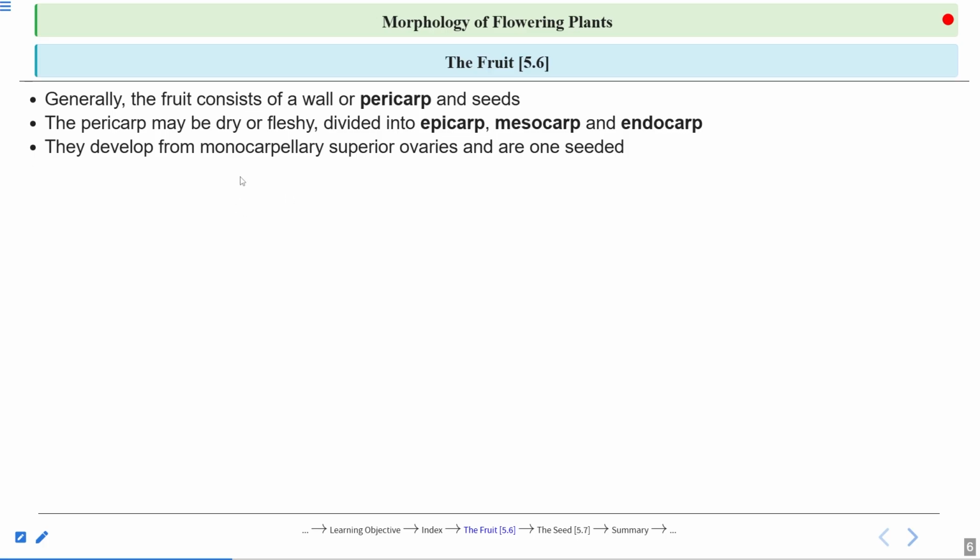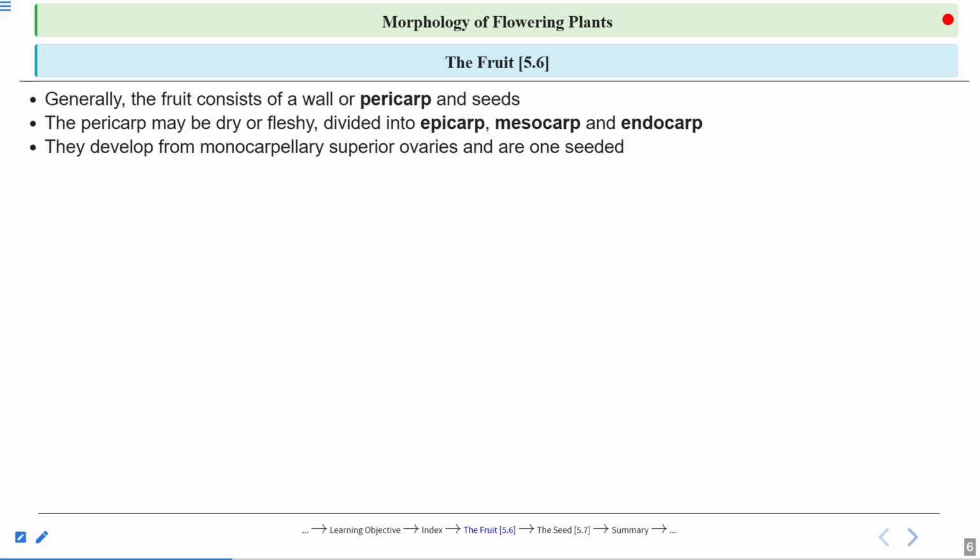They develop from the monocarpellary superior ovaries and are one seeded. Now see the fruits, they are monocarpellary. Monocarpellary means only one carpel is there. So one carpel, one ovary.